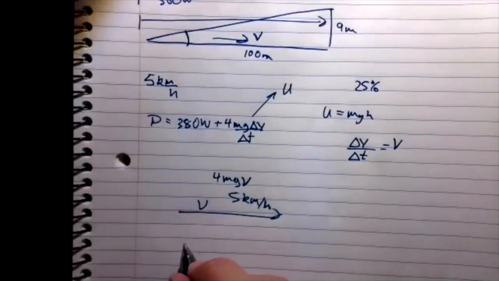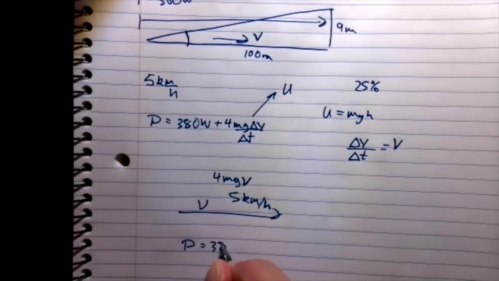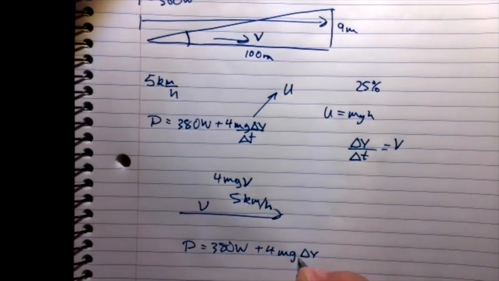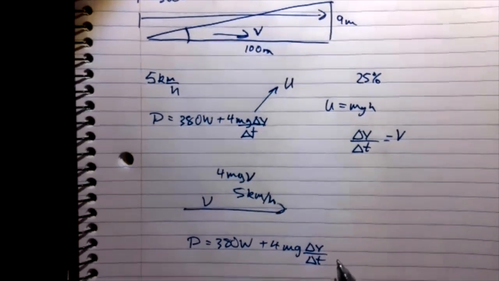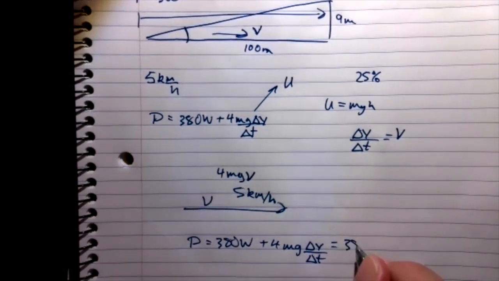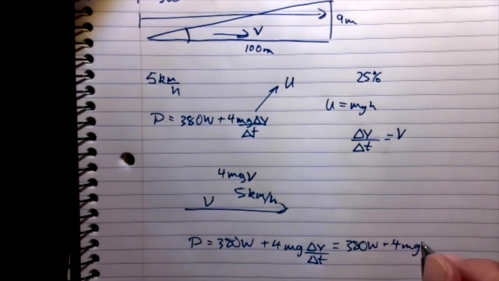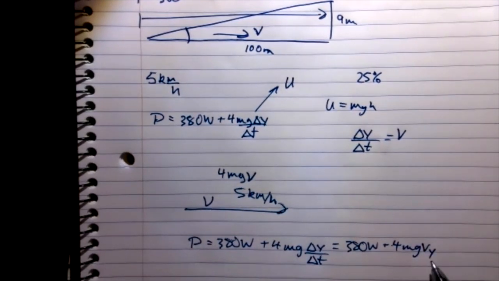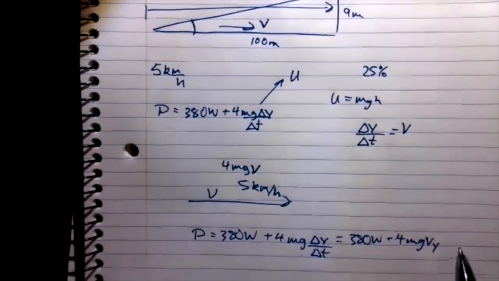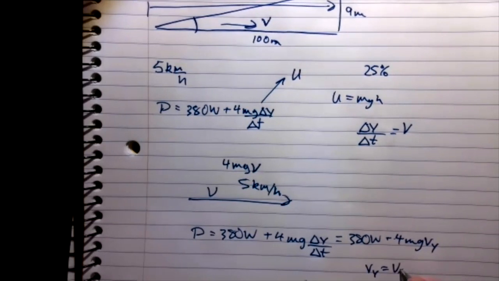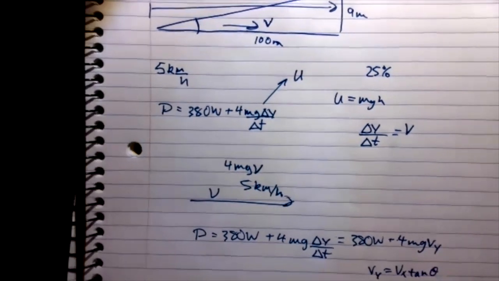So the metabolic power would be her total 380 watts plus this 4 times mg delta y over delta t, but delta y over delta t, that's her y velocity. So now we can write 380 watts plus 4 times mg Vy. And we know what Vy is. Vy is equal to Vx times tangent of theta.